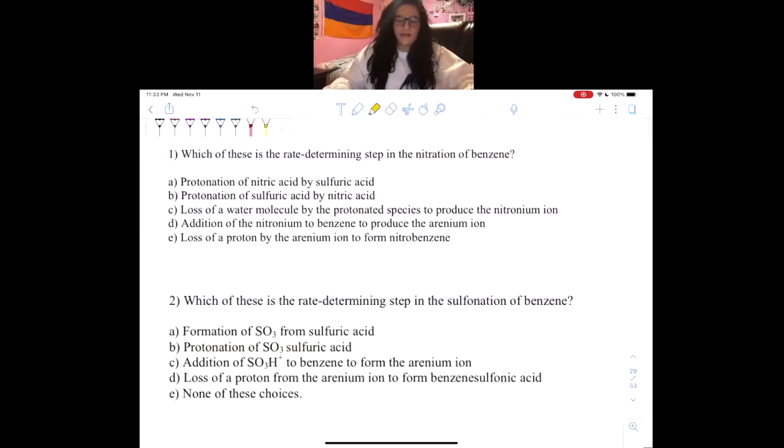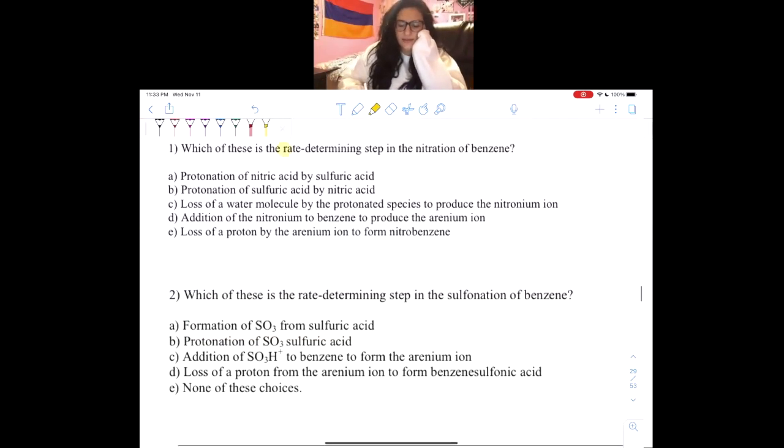So you guys have made it to the chapter 15 questions. Let's get right into it. This first question asks us about the rate determining step of the nitration of benzene.